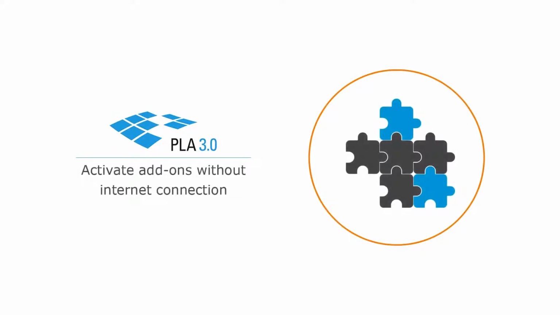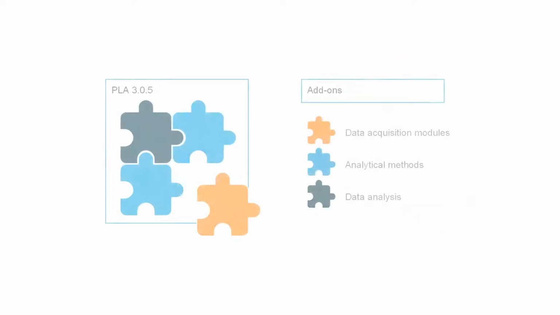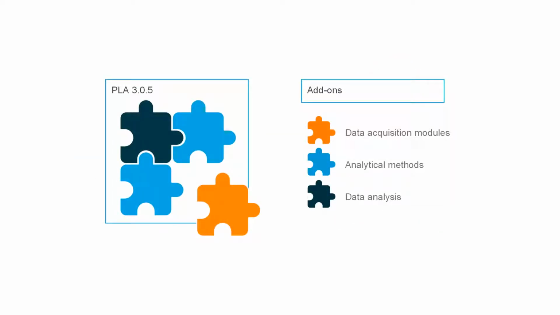In this video we show you how to activate PLA 3.0 add-ons on a computer without internet connection. With PLA 3.0.5 and newer versions, add-ons allow you to easily extend your work environment with new features. They provide extensions such as analytical methods and data acquisition modules. When PLA has an active internet connection, simply activate an add-on to download and install it. Otherwise, follow the procedure described in this video for a manual add-on import.